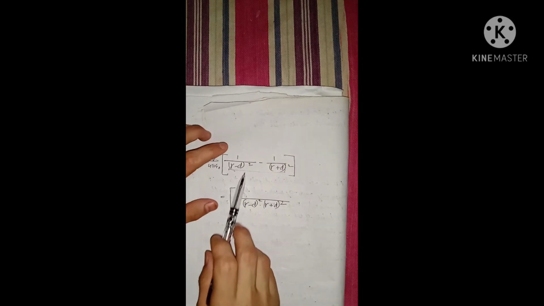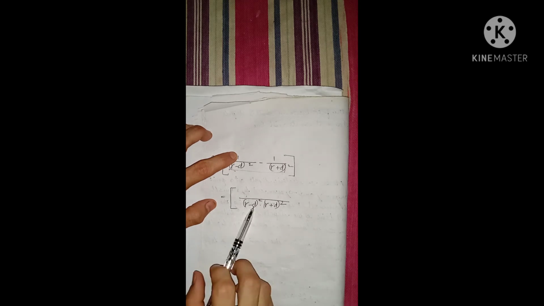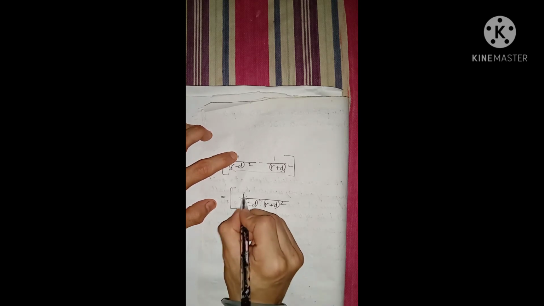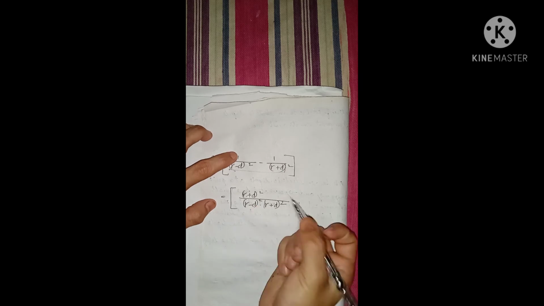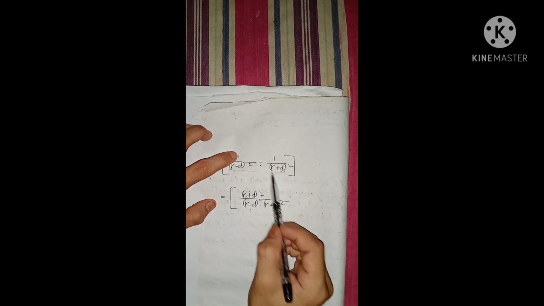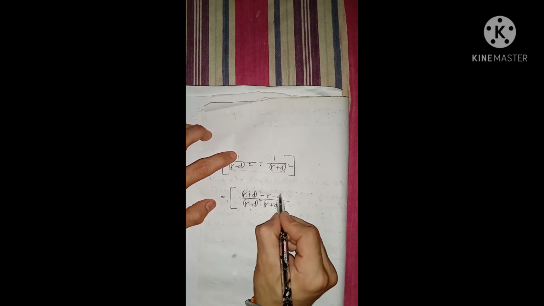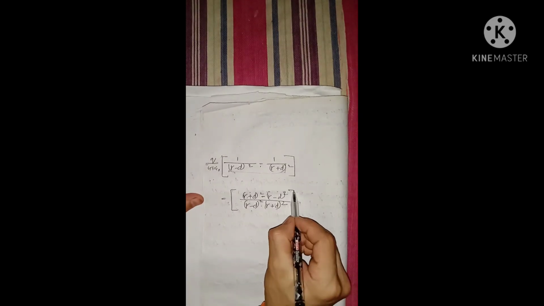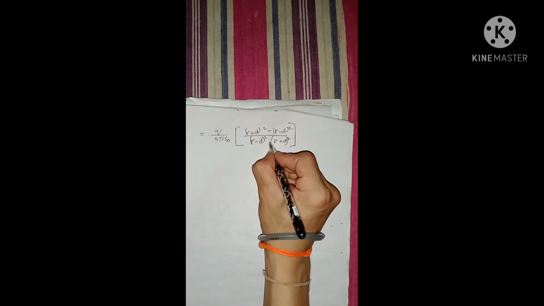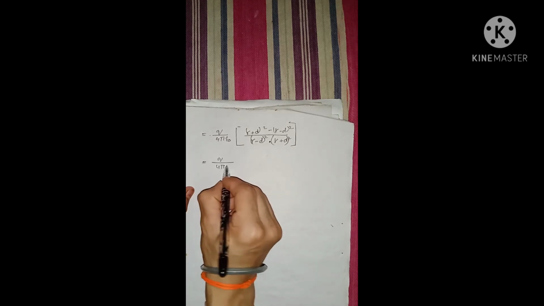Then after taking the LCM, we need to multiply it. So R minus D whole square is there, so we need to write here R plus D whole square. And the negative sign is there, and after that R plus D whole square is there, so we need to write here R minus D whole square. After writing this one, it is equal to Q by 4 pi epsilon naught.